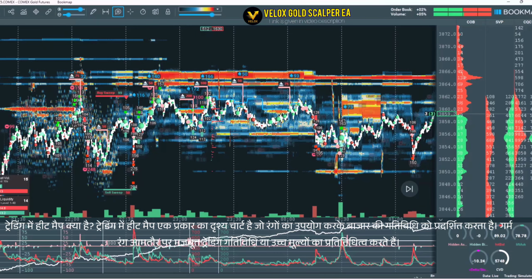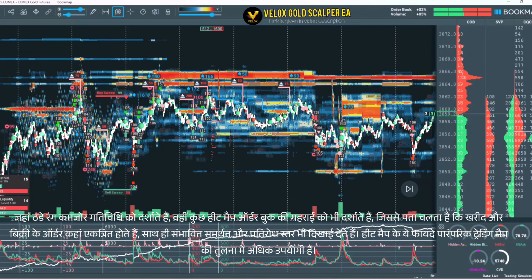A heat map in trading is a type of visual chart that displays market activity using colors. Hot colors usually represent strong trading activity or high values, while cold colors show weaker activity. Some heat maps also visualize the order book depth, showing where buy and sell orders cluster, as well as potential support and resistance levels. Advantages of heat maps compared to traditional trading.